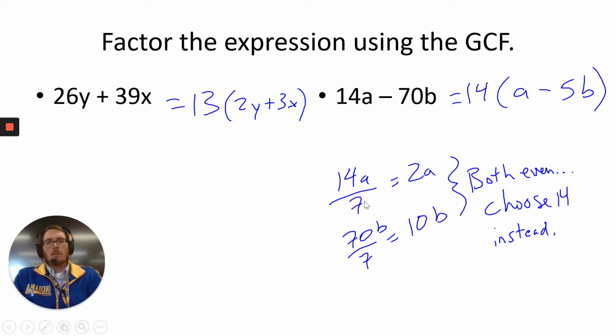The next one, the most common mistake is that you pick 7 because they're both divisible by 7. But if you notice that both numbers when you divide are both even, probably double the number that you're trying to factor out. And so instead of picking 7, maybe pick 14. And so if I pick 14, 14a divided by 14 is just a. And then 70b divided by 14 would be the 5b, but don't forget that there's still a subtraction in between those as you're looking at that question.